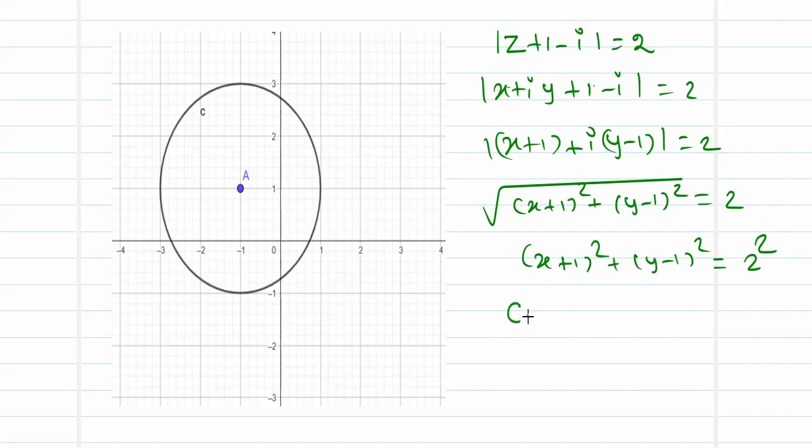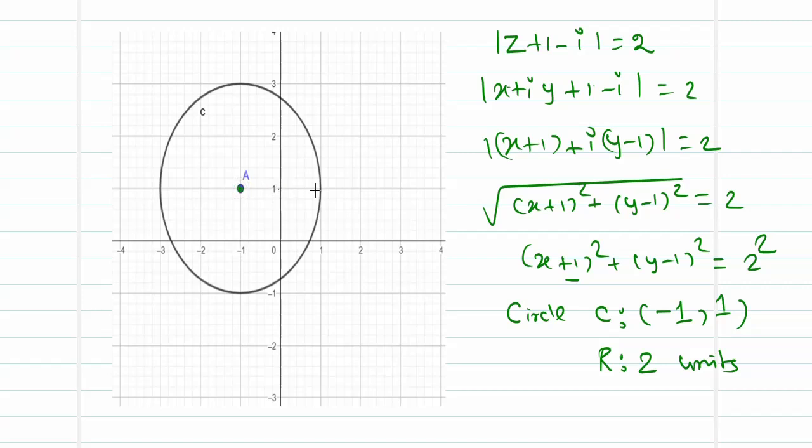This represents a circle with center, for the x coordinate will be minus 1 and for the y coordinate will be plus 1. So center is minus 1 comma plus 1 and radius equal to 2 units. Now mark the point which is going to be minus 1 comma plus 1.